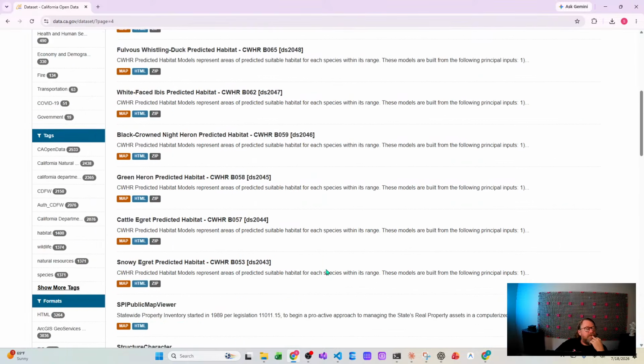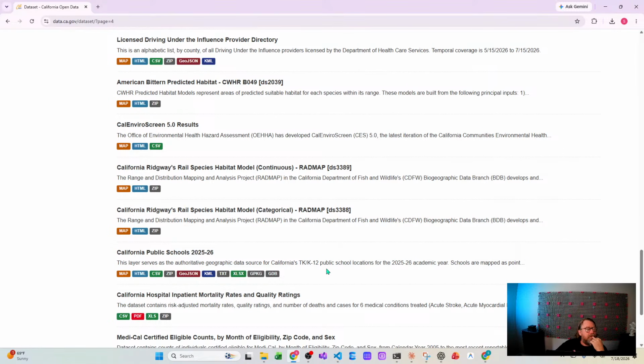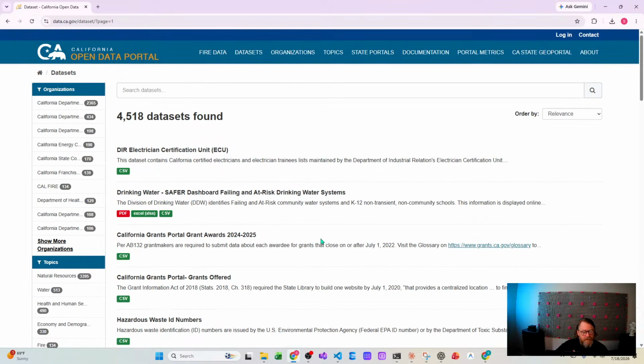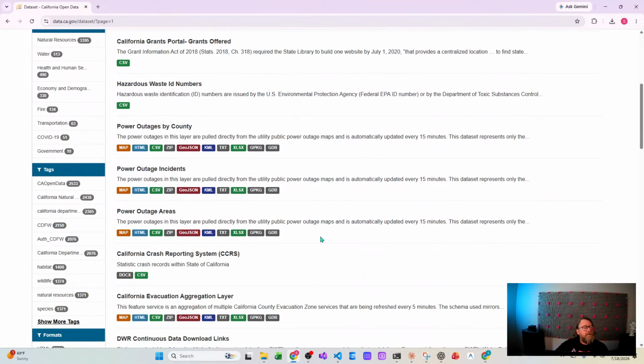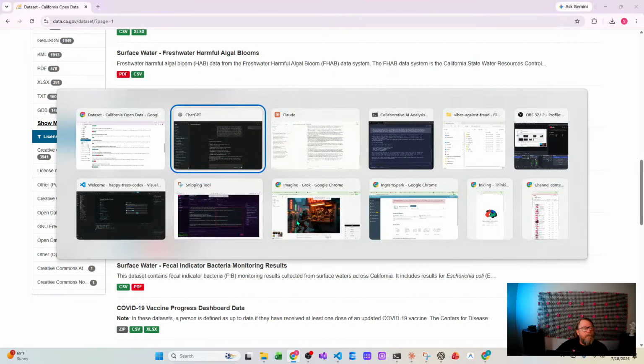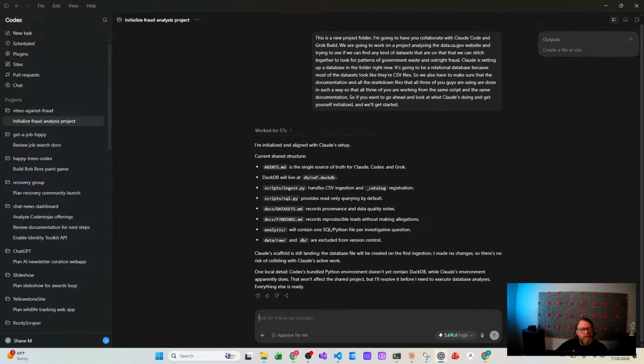And then there was stuff about grants. I think a lot of these are probably stupid, like California Ridgeway Rail Species Habitat Model. Although that might allow us to figure out why so much money has been wasted on that stupid train project with nothing. This one, Medi-Cal eligible counts. There's got to be some stuff going on there. I would imagine they are frauding away billions on Medi-Cal. So I think we've got an endless number of threads that we can explore here. Yeah, so that's the first thing.